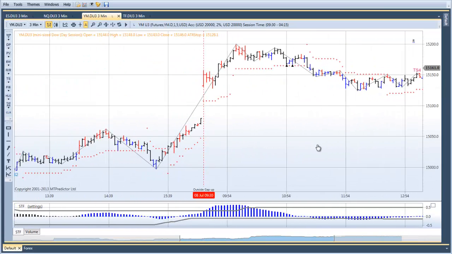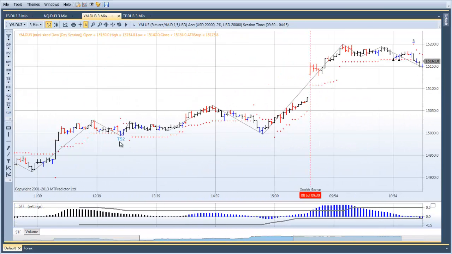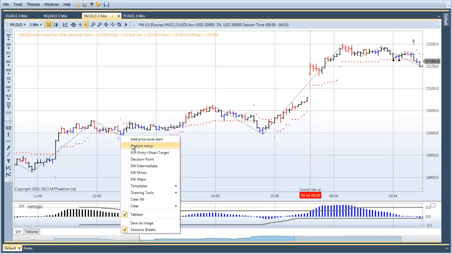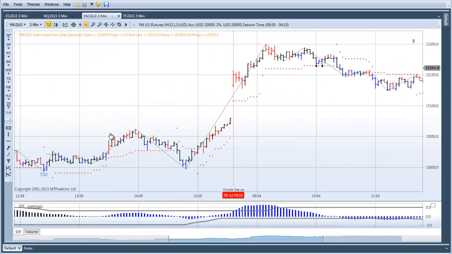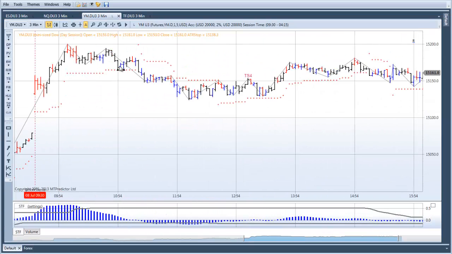Again, if we scroll back to the day before, we actually had a nice TS2 buy setup here on the day before. If I place the analysis on, here the profit would have actually been 2.9R, or almost 3 times the initial risk. Again, a good example of when the profits come through, they're large, but when the losses come through, they are kept small.